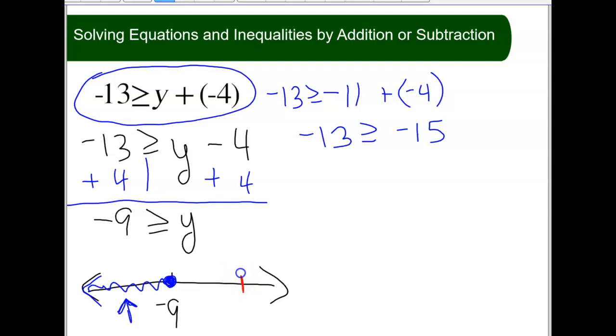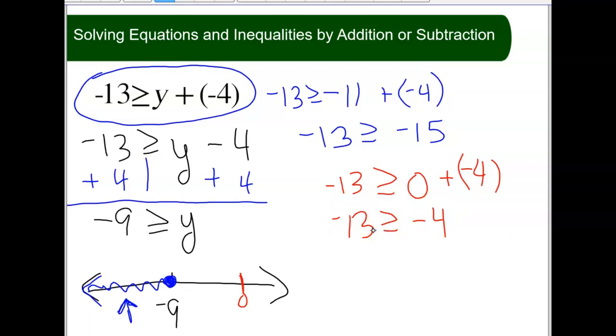Let's just see what would happen if I did it the wrong way. Let's say I graphed over to the right of negative 9. And let's just choose 0 here. If I tried to substitute 0 for y, so 0 plus negative 4 is negative 4. Is negative 13 greater than or equal to negative 4? No, that's false. So what is this saying? It's saying, yeah, I could choose any of the numbers that I've graphed over here. And if I substitute them for y in the inequality, I'll get a true statement. And that's how we solve equations and inequalities by addition and subtraction.